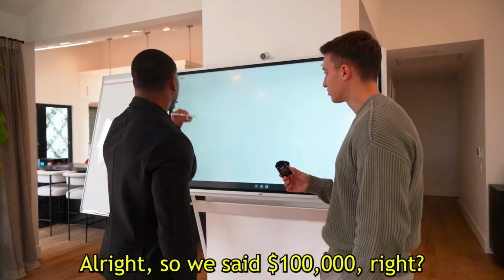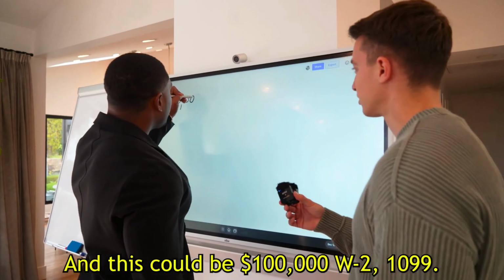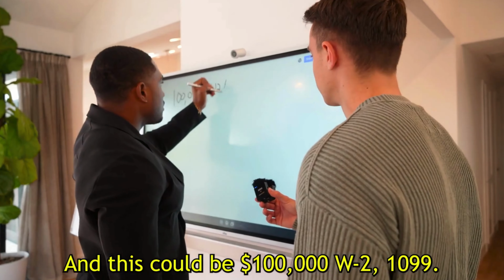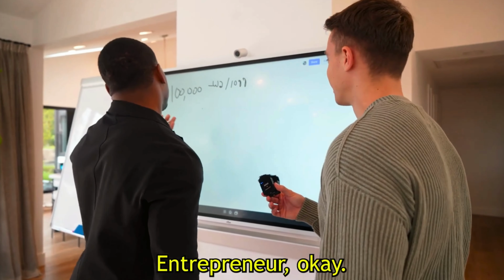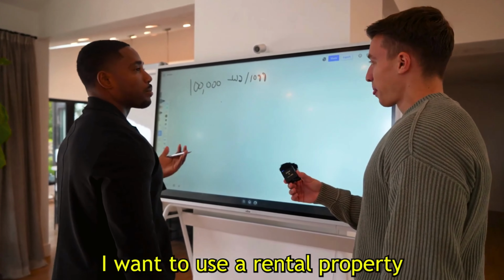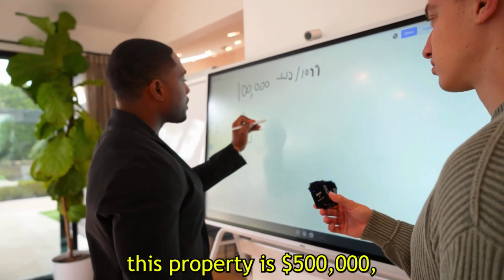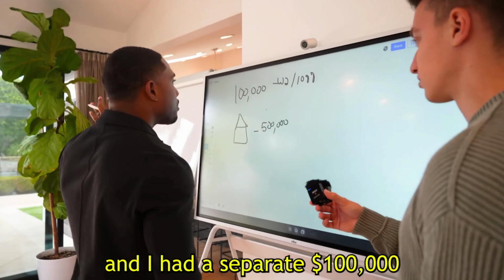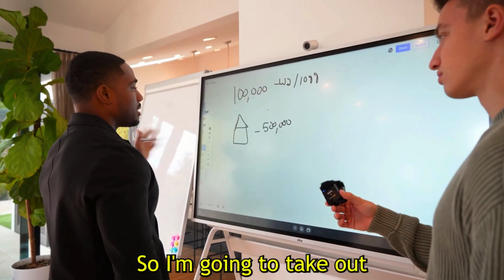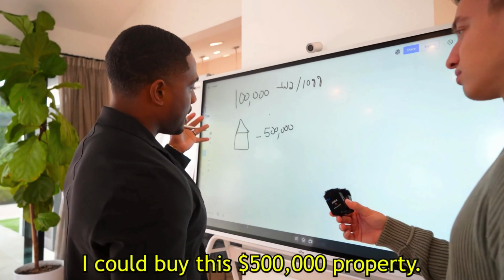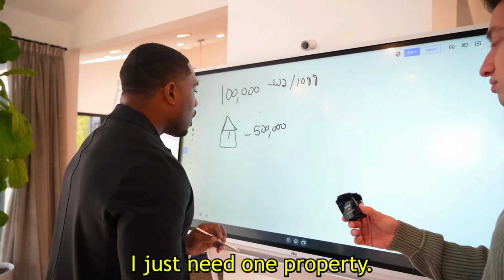Awesome. All right, so we said 100K, right? Yes. And this could be 100K, W-2, 1099, entrepreneur. Now, let's just say that I want to use a rental property to offset my taxes. I'm going to have to come up with a down payment. Let's just say that this property is $500,000 and I had a separate $100,000 that I saved up. So I'm going to take out a $400,000 loan. I just need one property.